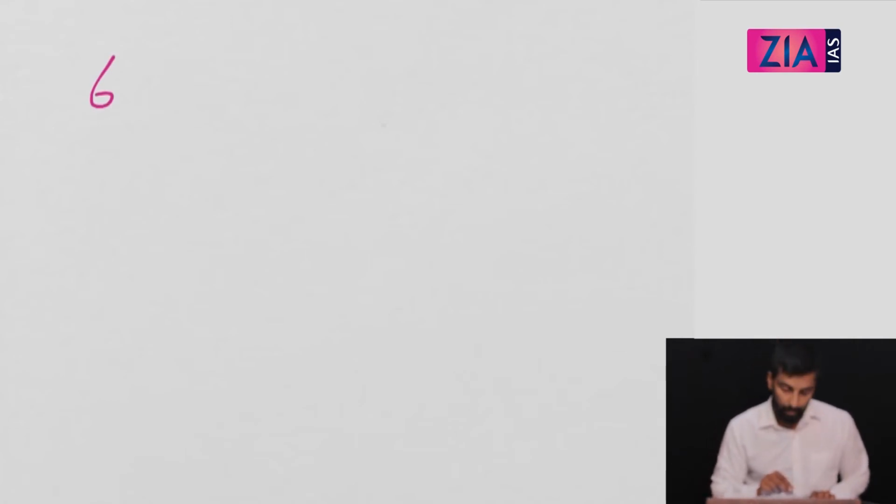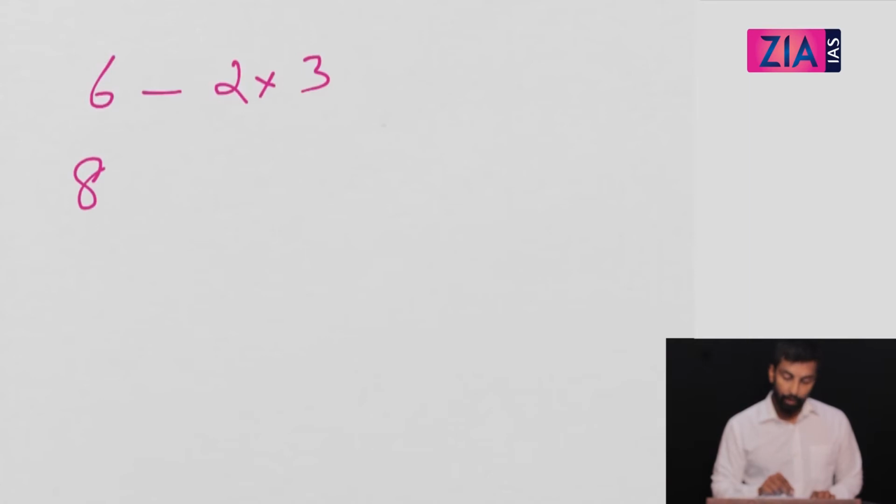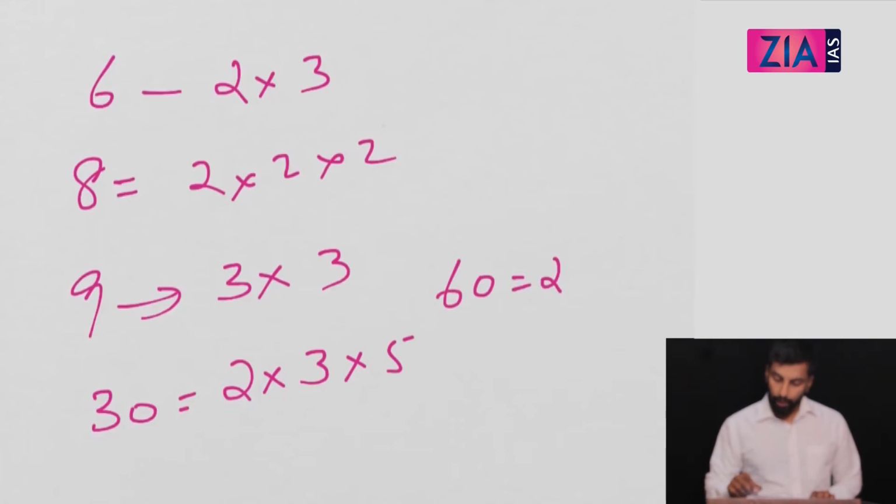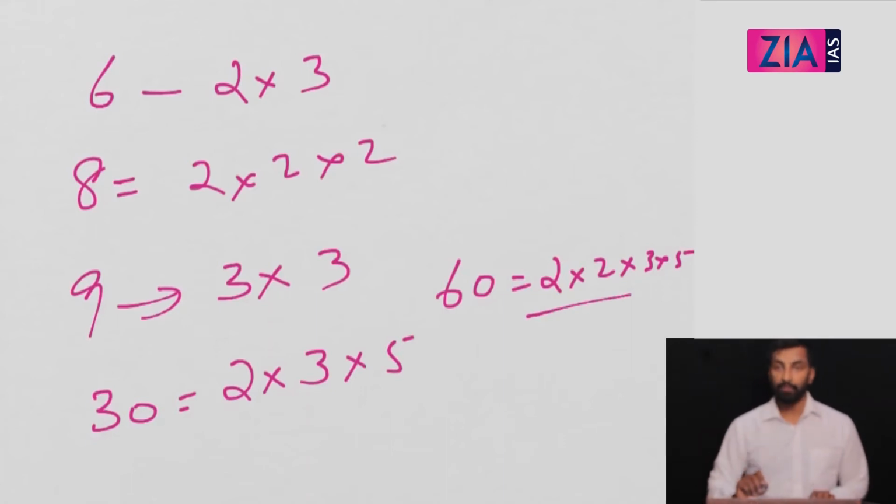Okay, so what do you mean by prime factorization? You will have a composite number, and you need to write that composite number in terms of prime numbers. So how will you write? Let's take 6. You write it as 2 into 3. 8, how will you write? 2 into 2 into 2. 9, how will you write? 3 into 3. 30, how will you write? 2 into 3 into 5. 60, how will you write? 2 into 2 into 3 into 5. So this is how you will do the prime factorization. Basically, the given composite number you write in terms of prime numbers, and that's what you mean by prime factorization. Now let's see some examples.